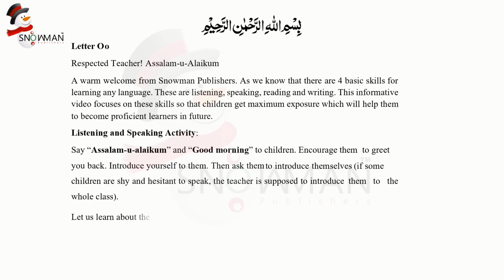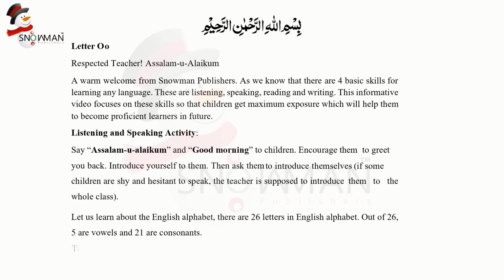Let us learn about the English alphabet. There are 26 letters in the English alphabet. Out of 26, 5 are vowels and 21 are consonants. This time, it's the 15th letter, O.